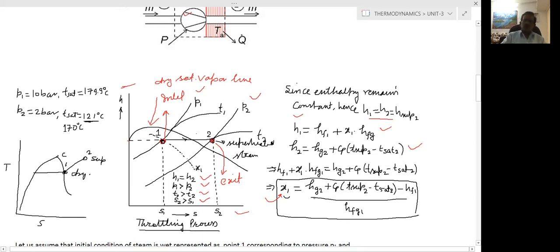Okay, so in this way, we understood what the throttling process is, what its applications are, and which properties change. Pressure decreases, temperature decreases, entropy increases, but enthalpy remains constant.